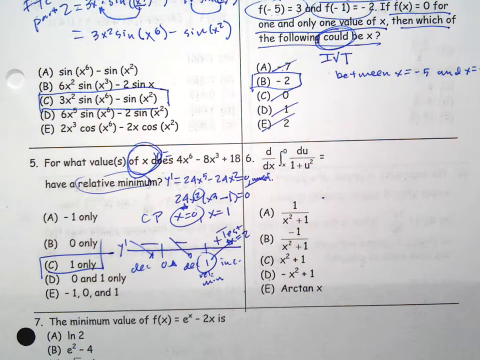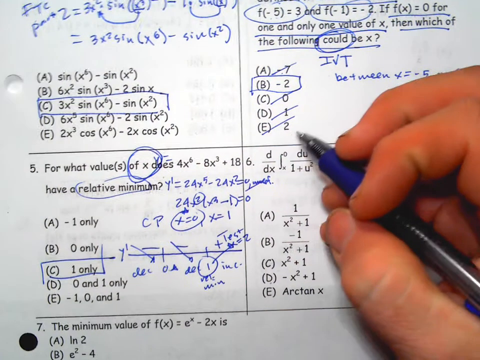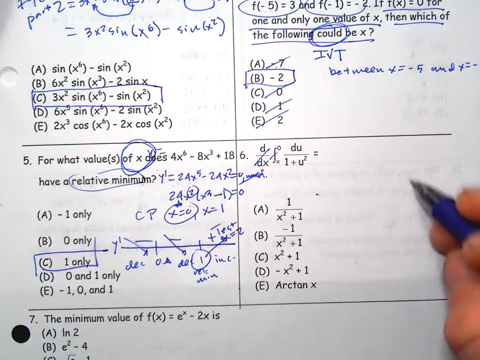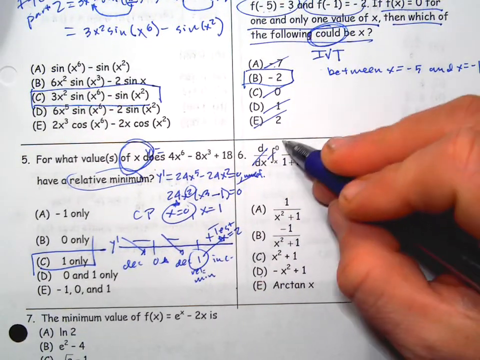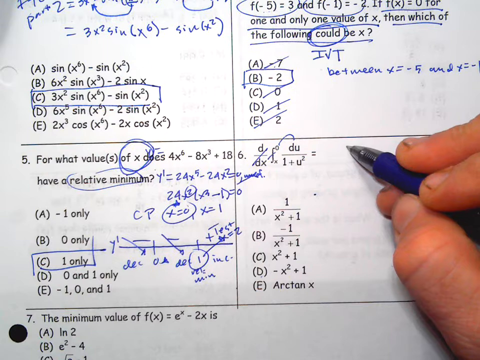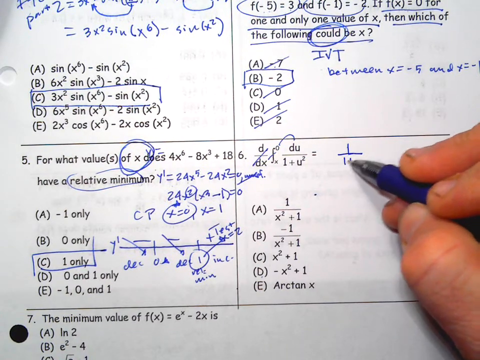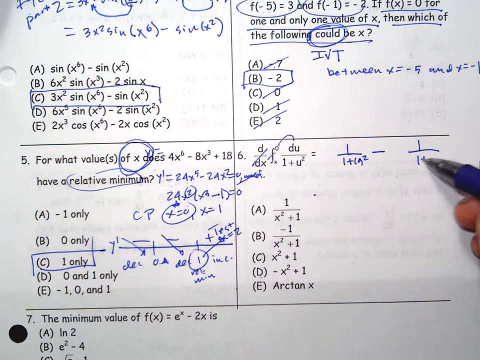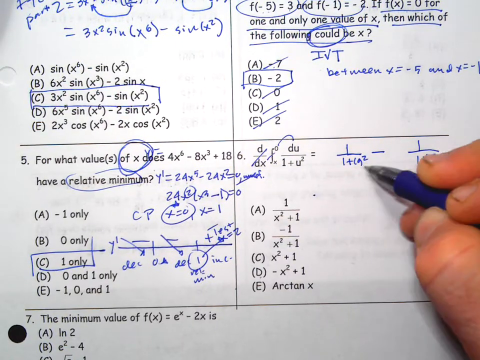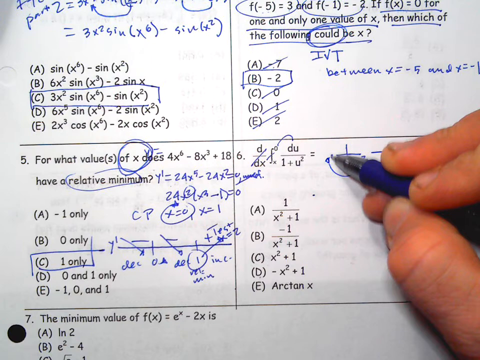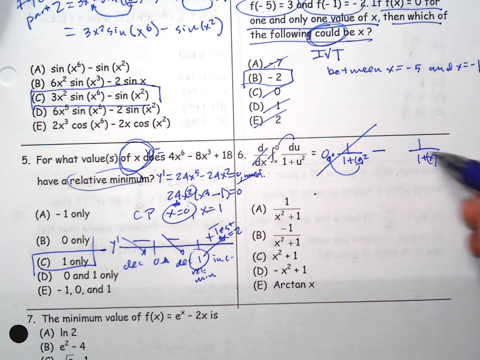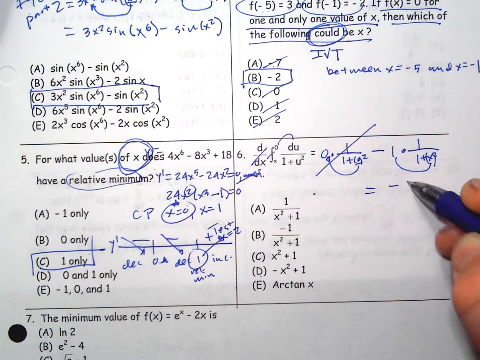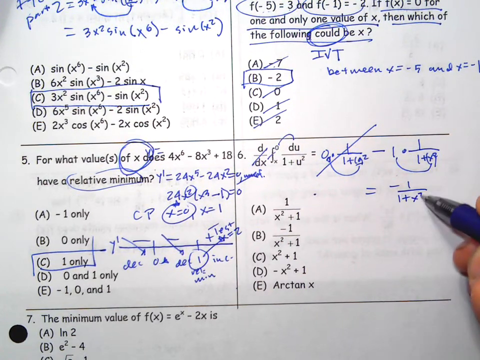Okay. Number 6, another fundamental theorem of calculus part 2. So derivative of an integral, then you got to plug the limit in. So we're going to get 1 over 1 plus 0 squared minus 1 over 1 plus x squared. Then you got to multiply by the derivative of what you plugged in. And we plugged 0 in, plugged an x in. So it's going to be negative 1 over 1 plus x squared.